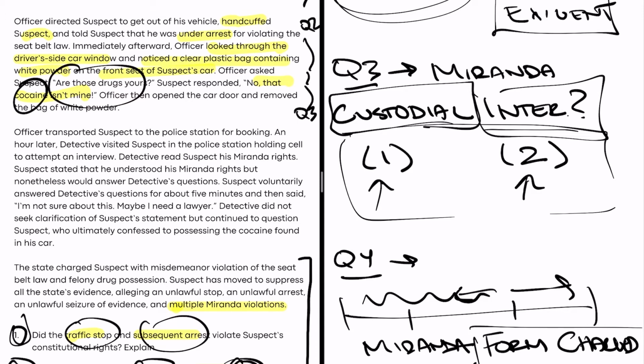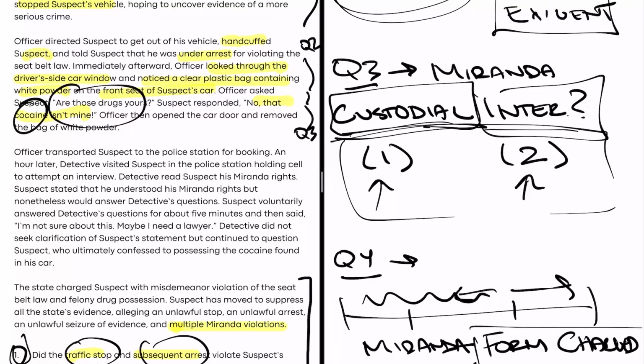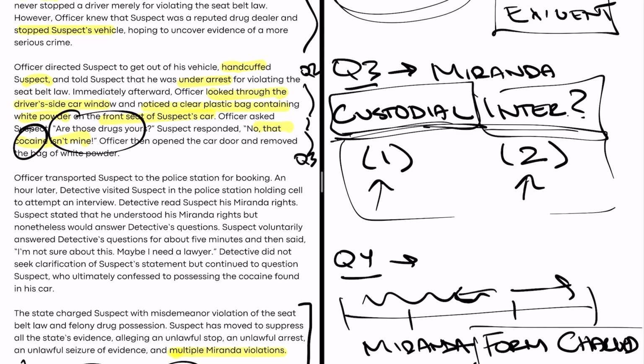Remember, a person is in custody when he reasonably believes that he is not free to leave or otherwise terminate the encounter. So would our suspect here, when he's handcuffed and being told that he's under arrest, be able to reasonably believe that he is free to terminate the encounter? Can he just walk away and go on with his day? No, right? A reasonable person in that circumstance would understand that they're not free to leave. So that means, yes, he's in custody.